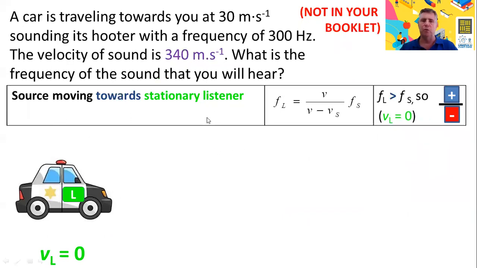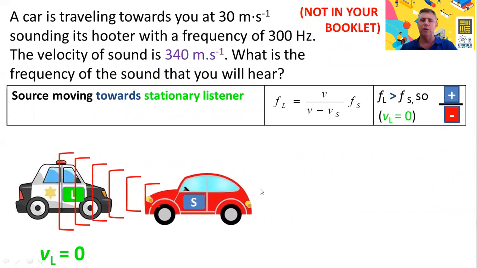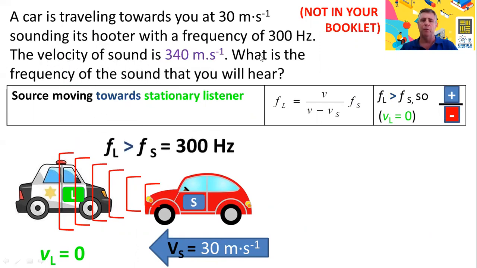So source is moving towards a stationary listener. You're the listener, you're listening, and here the source, a car sounding its hooter, is moving towards you. So VL equals naught, and that disappears from the top of the fraction. The velocity of the source, we know it's 30 meters per second. You're told this. And we also know that the frequency of the source is 300 hertz. We were told that. We expect the frequency observed by the listener to be greater than that because they are moving towards each other and the waves are being squashed up. So we choose that form of the equation because it's plus over minus to make frequency of the listener greater than the frequency of the source.